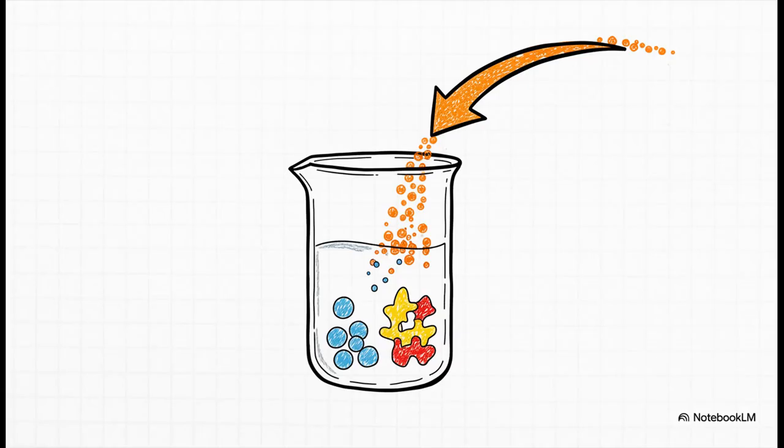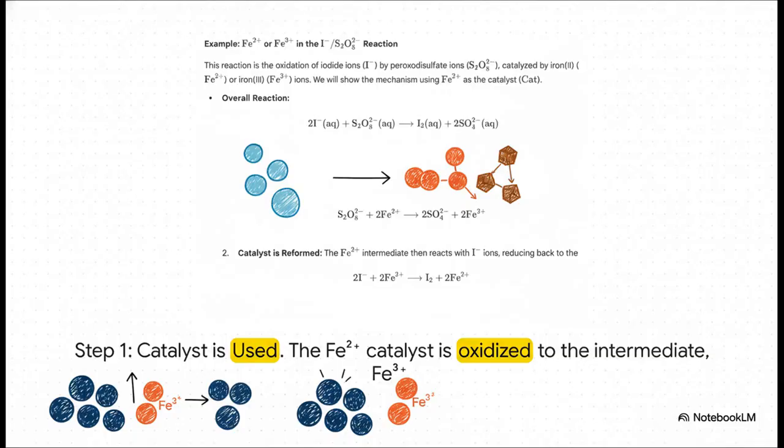Let's look at the first example you need to know. The reaction between these two ions, iodide and peroxosulfate, is super slow on its own. I mean, you'd be waiting forever. But if you add just a little bit of iron 2 ions into that solution, bam, the reaction suddenly just takes off. Now, pay close attention to this first step, because this is where it gets interesting.